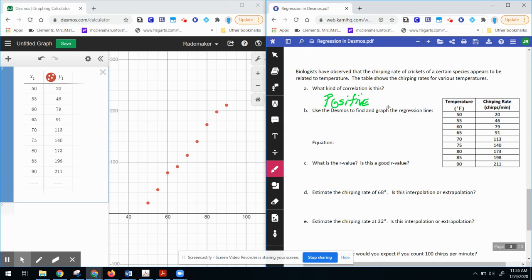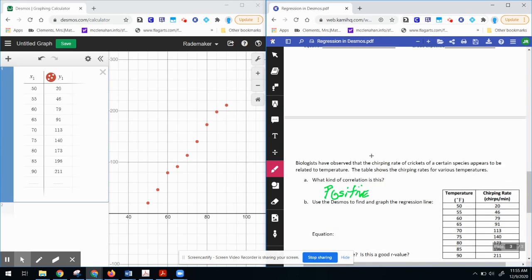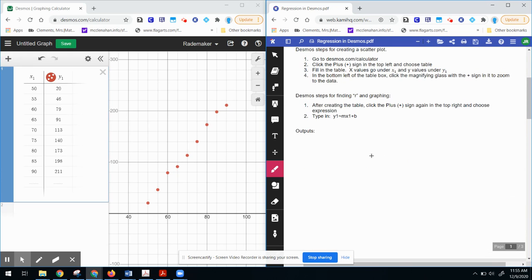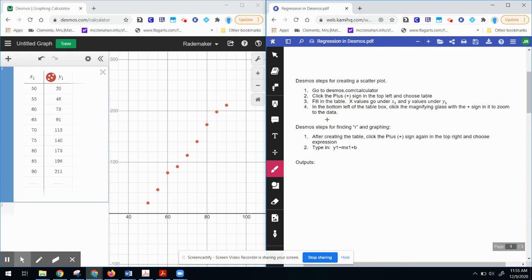Okay. Use Desmos to find and graph the regression line. So now we have the data. Now we want to find the regression line. Okay. So to do that, we'll go back to these steps. So this first block was creating the scatter plot. Now we're going to find R and graph the line. So now we need the equation. So we're going to go back to this plus sign. And this time we're going to type in an expression.